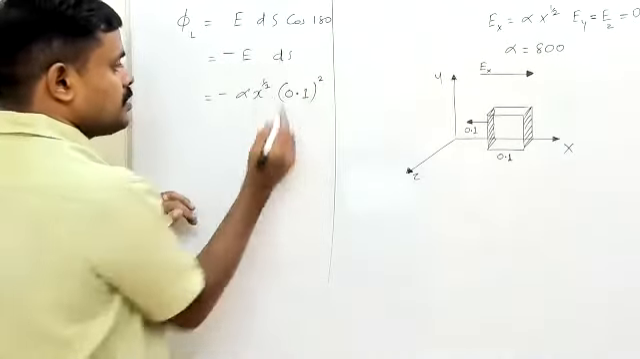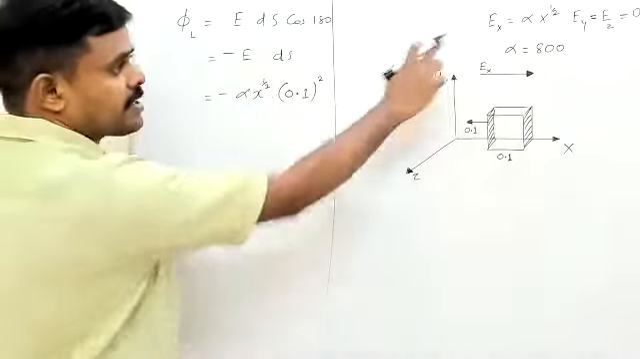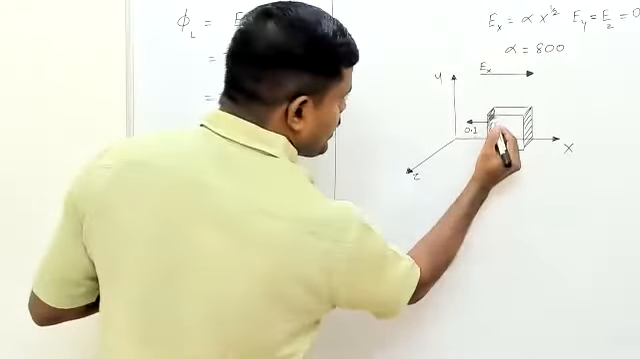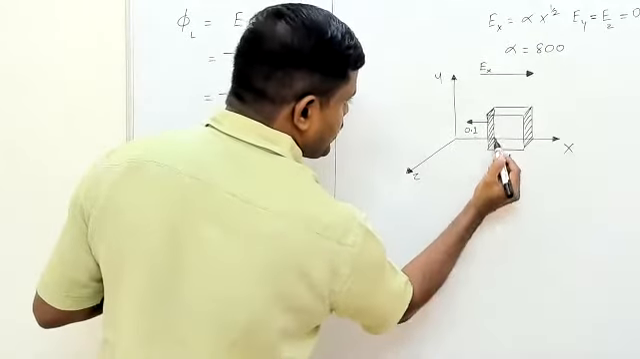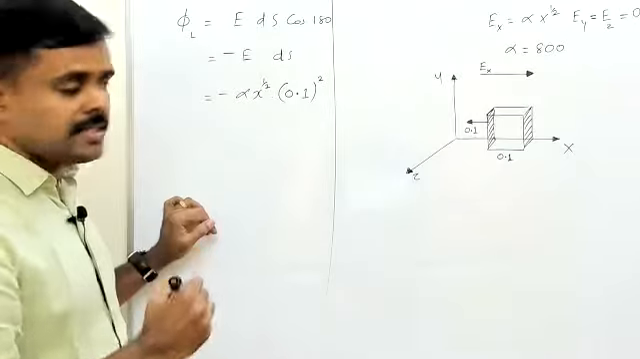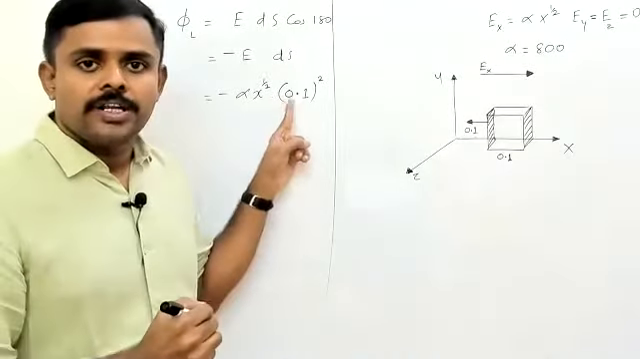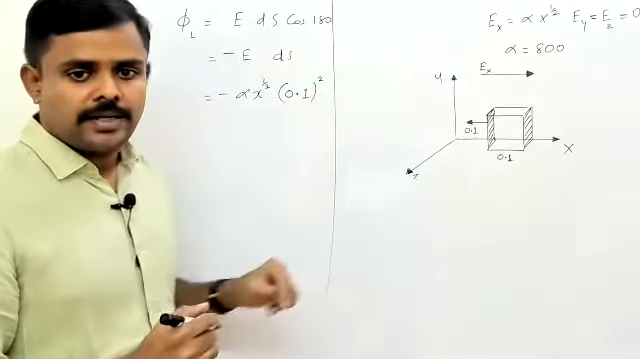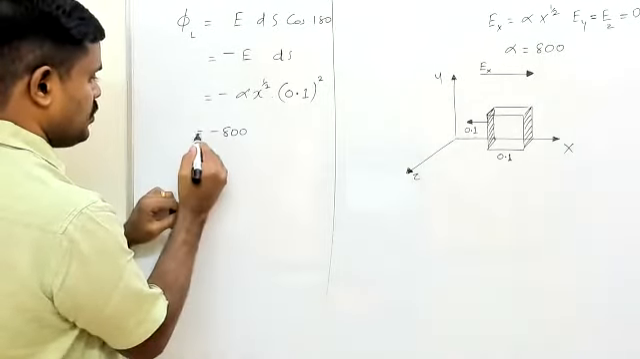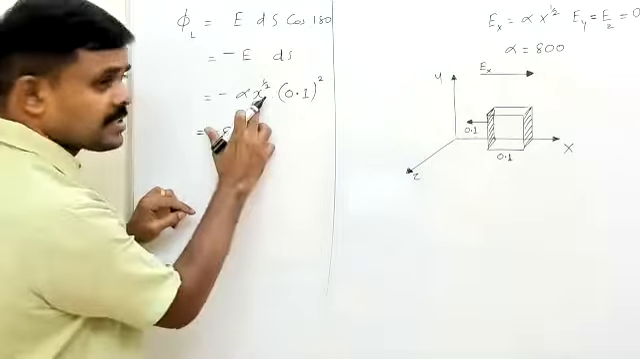What is E? Alpha x raised to half. ds is area, meaning the shaded area. Look at this, the shaded area here is actually a square, and a square is 0.1 squared, side squared. So I put in the values. What is alpha? Minus 800 into 800 into what is Ex?